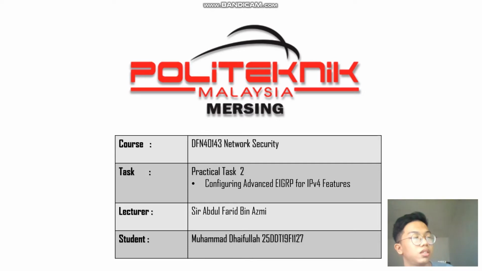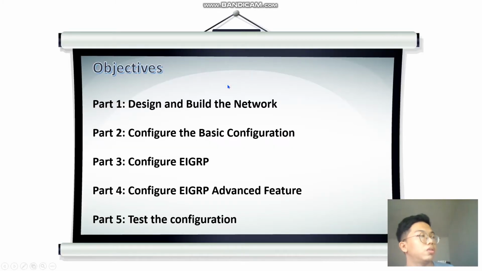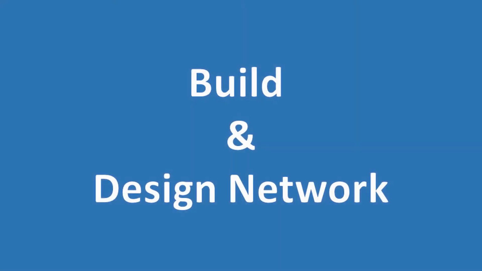So in this video, I will explain practical task 2, configuring advanced features of EIGRP for IPv4. The objective for this practical task is to design and build a network, configure the basic configuration, configure EIGRP advanced features, and test the configuration.